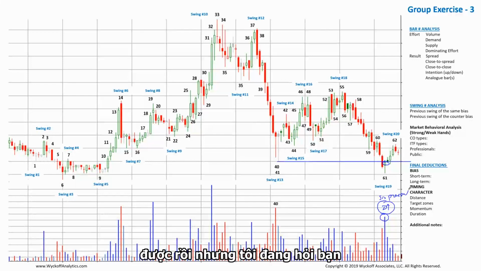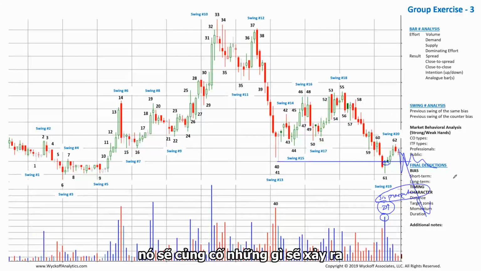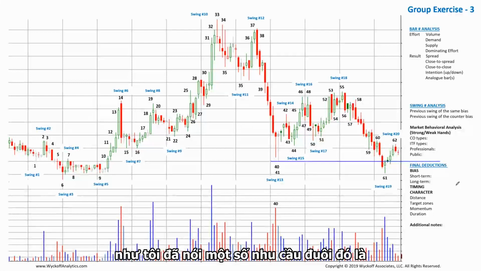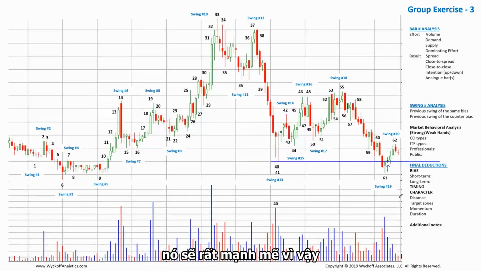Okay, but I'm asking you, if you're thinking about the bearish bias, how would the structure develop after this? Would it go down right away? Would it consolidate? What should happen here and why? Okay, just looking at it, although that bar at 61 has some demand tail, the level of activity makes me think as it goes forward, yes, there will be a reaction, but how strong that reaction will be, it doesn't look like it would be very strong.